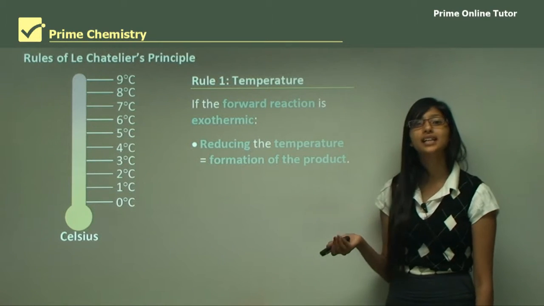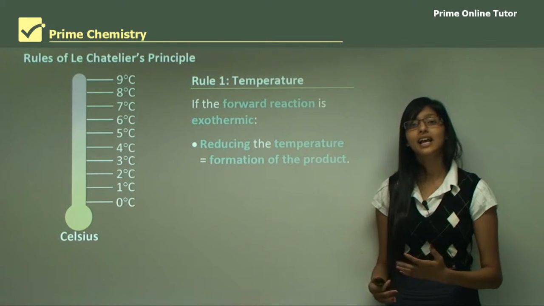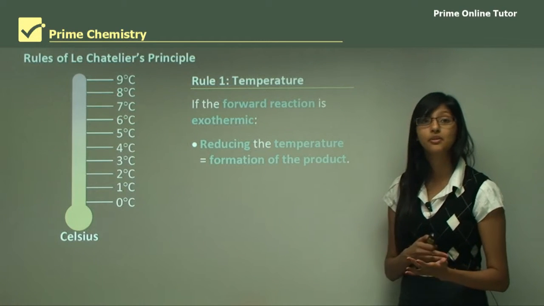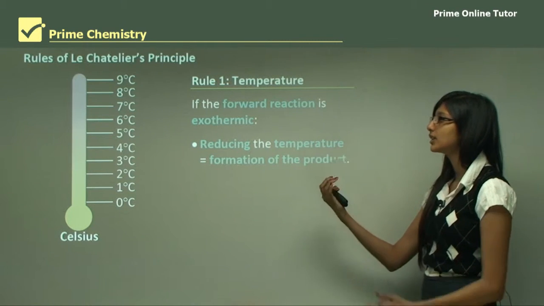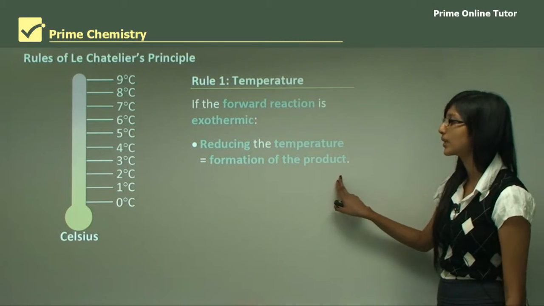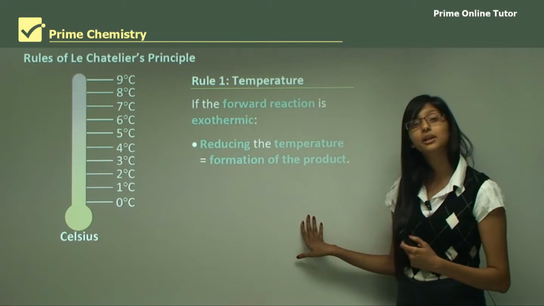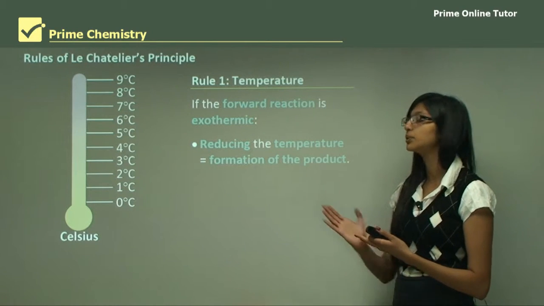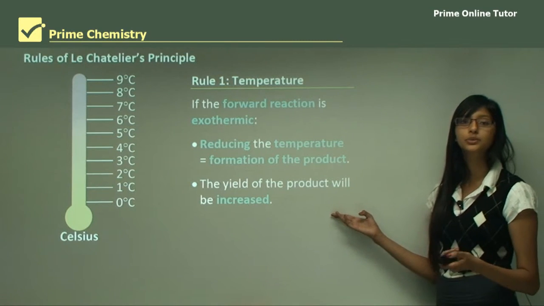Now, what happens if the reaction is exothermic? What does exothermic mean? Exothermic means that heat energy is one of the products of the reaction. So this time it's not a reactant, energy is a product. So if you reduce the temperature, so you are reducing the amount of heat involved in the reaction, again the formation of the product will be favored. And why is that? Because as we can see in an exothermic reaction, heat is one of the products. So if you reduce the heat, then the reaction will move forward to produce more heat. Again, the yield of the product will be increased.